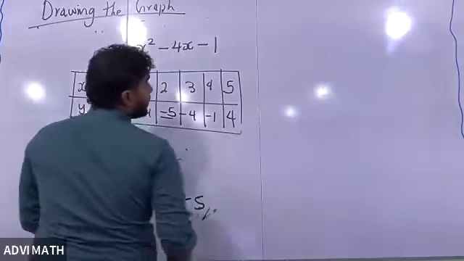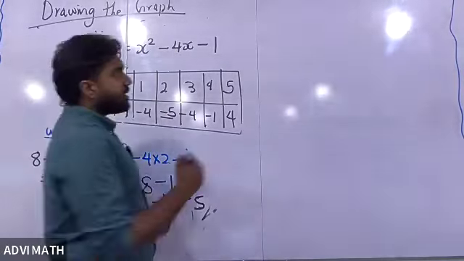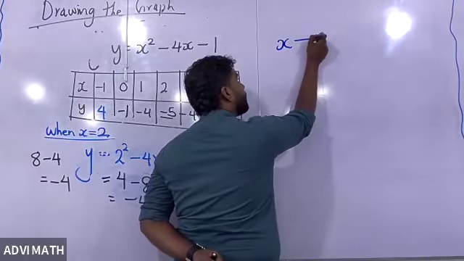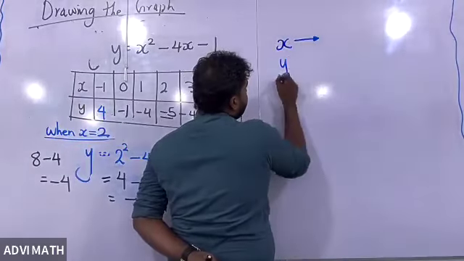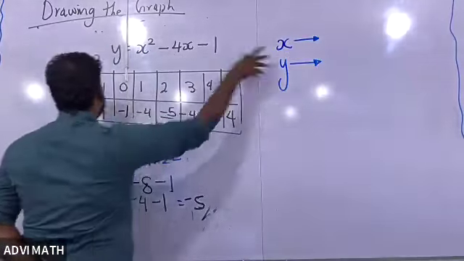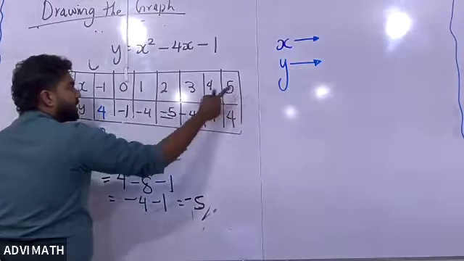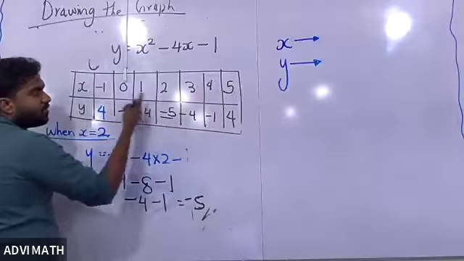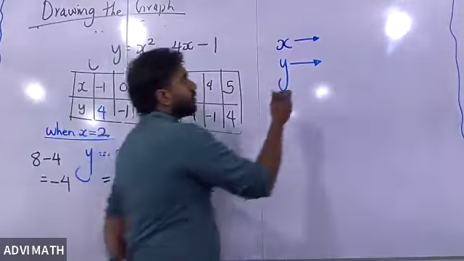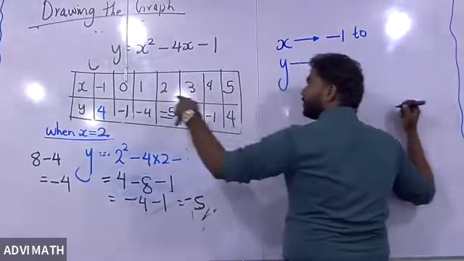Okay guys, look at the board. I'm going to plan the graph. Planning the graph is in this way. First of all, write an X and put an arrow. And then put a Y and put an arrow. Now go to the X row. Look at the X row: what is the minimum value I have and what is the maximum value I have? What is the minimum value? -1. What is the maximum value I have? 5.